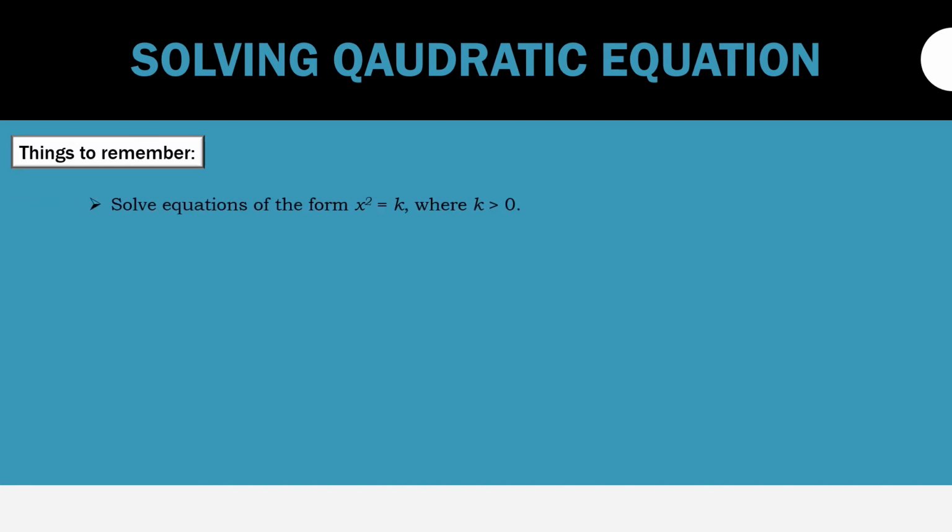First, solve equation of the form x squared is equal to k, where k is equal to or greater than 0. K must be greater than 0. What is that, sir? Let's say, for example, this one: x squared is equal to 5. Is the same form? Yes, it is x squared. Okay? Next.